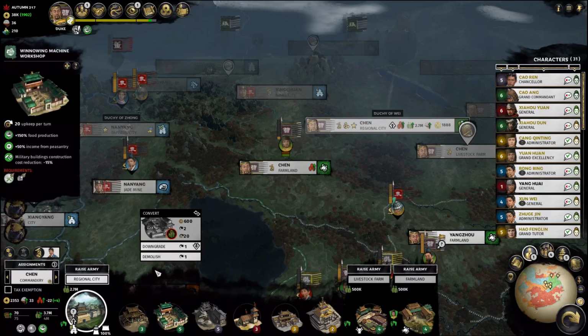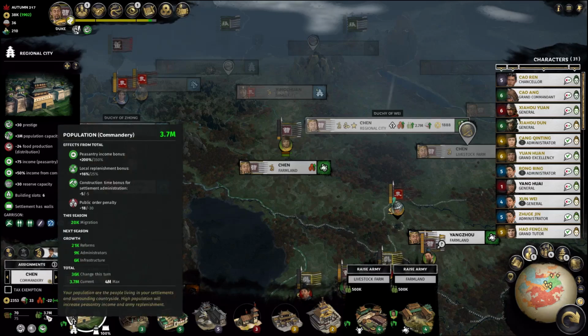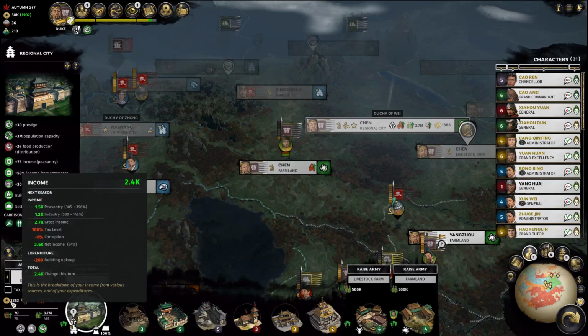And then we need to include the bonus to peasantry that we get from the castle size, which is in level 8. When we have 3.7 million people, we have a 200% bonus to the peasantry income. And if we look here, we will see that we have 350 base income from peasantry plus almost 400%, 396% bonus. So it's like 1,500 that we get from peasantry alone in this settlement.